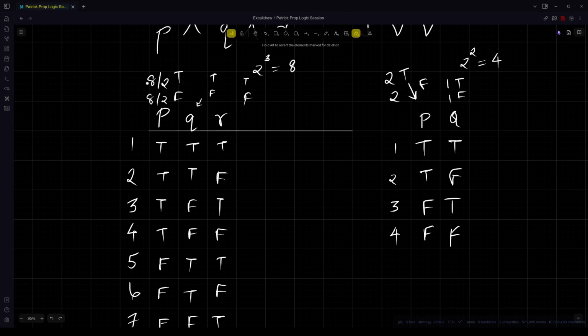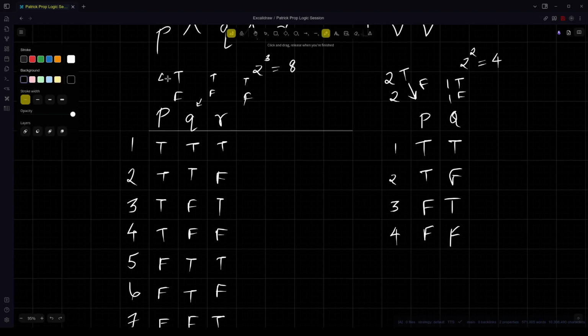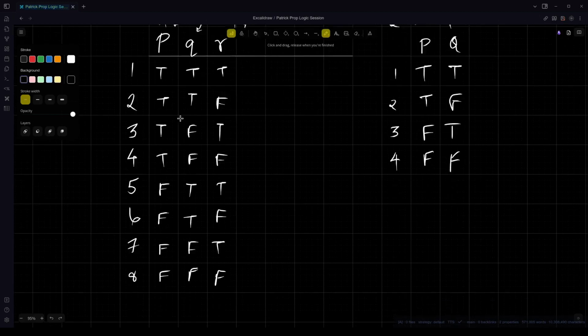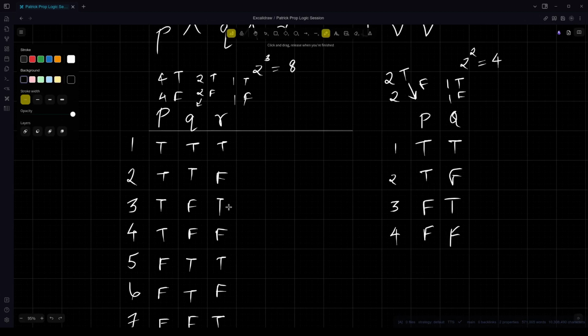We can just write this as literally 4 truths, 4 falses, 2 truths, 2 falses, 1 true, 1 false. Okay? And so we have declared the propositional variables for 3 variables.